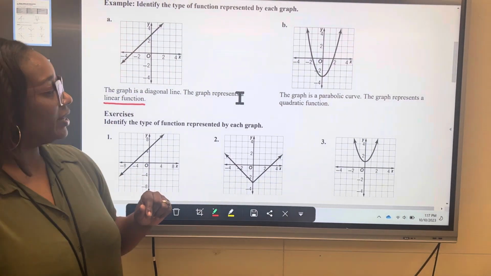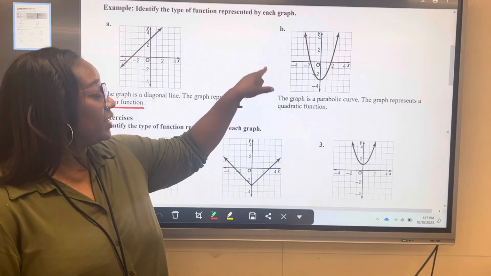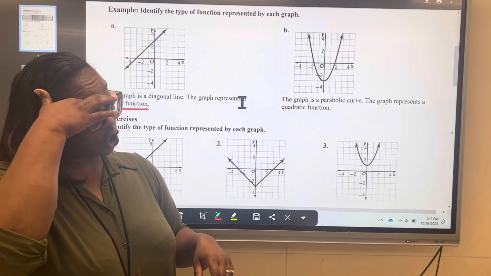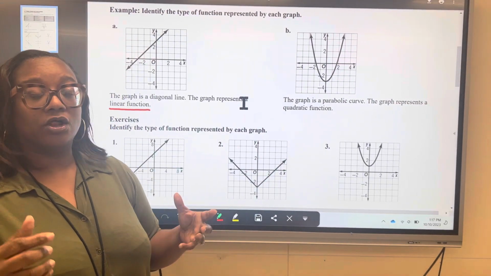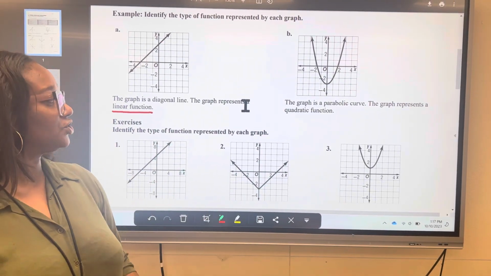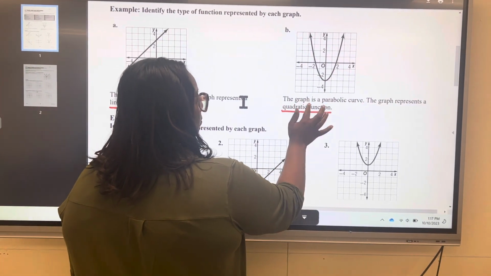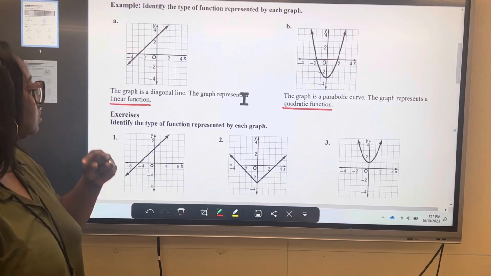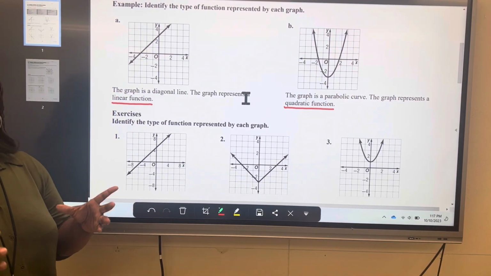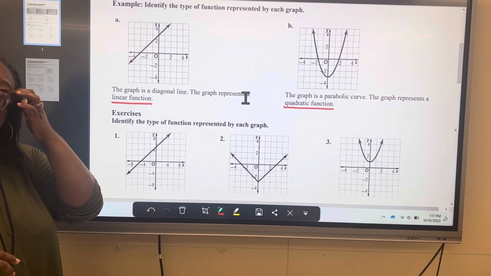All right, B, I've already answered B for you. B is a U-shaped curve. It has a curve. It's curved. So the only curved function that we've actually studied is a quadratic function. Or you can just put quadratic. On this one, you could have just put linear. Just as long as I know you know how to identify how the graph looks.